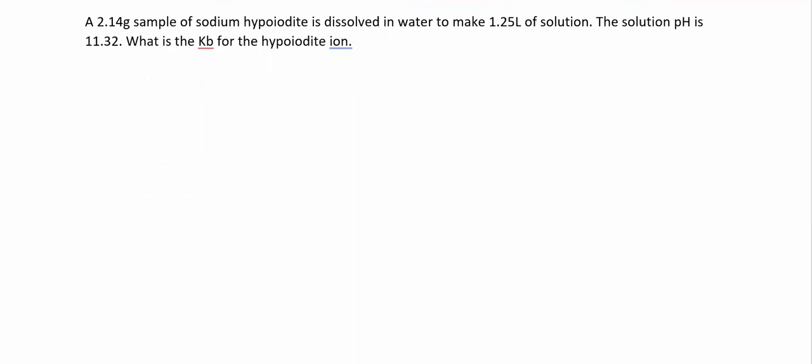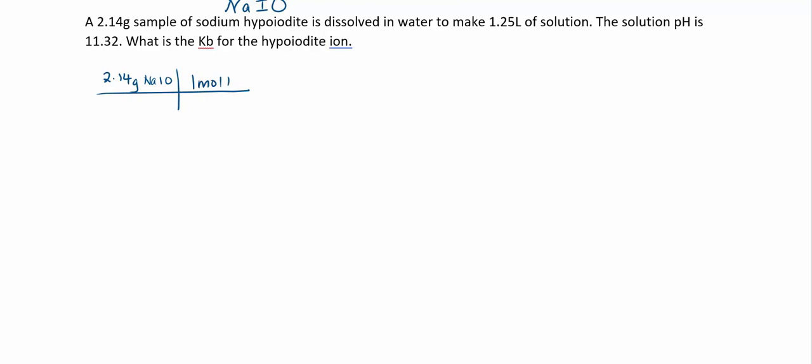Now, in my notes, I have one answer, and then I calculated it this morning, and I got another one. So we're going to give it a try. We're going to start with 2.14 grams of sodium hypoiodite. Sodium hypoiodite is NaIO. So 2.14 grams of this substance is made into a solution.